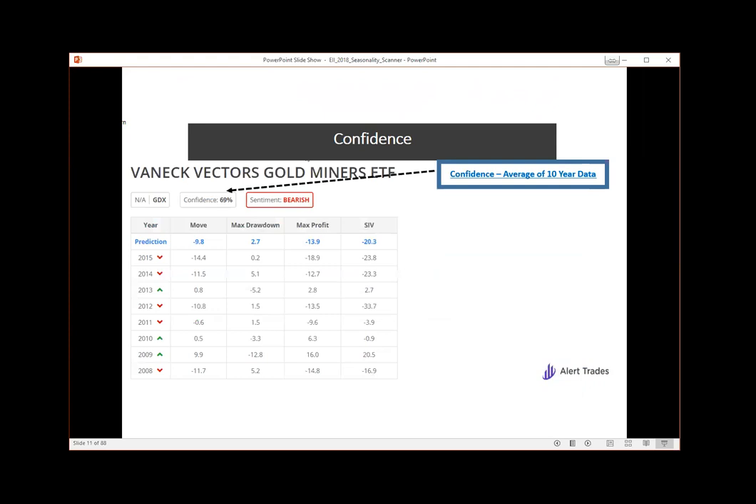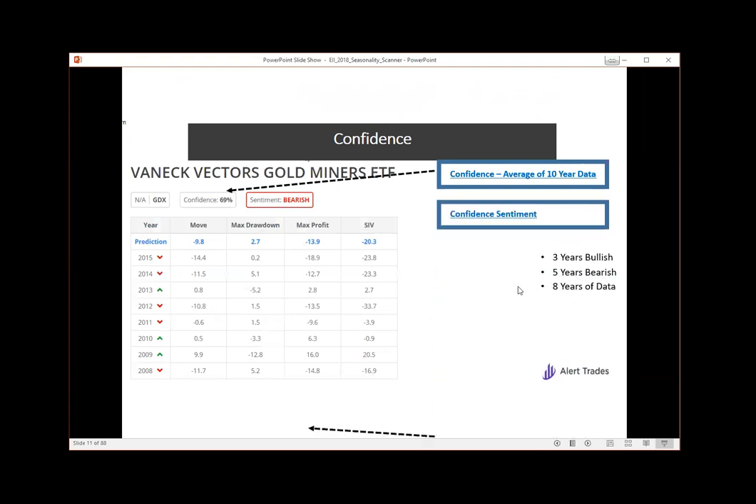So if you look at this 69%, most people will sit there and say, how many years were bullish? 1, 2, 3 years were bullish in this data. How many years were bearish? There's 5 years that are bearish. And then they say there's 8 years of data. And what they'll do is basically figure out what percentage was bearish. So they'll say 5 divided by 8, and that gives you a percentage, and that's the value that you would get right here. Okay. That's not what we do at all.